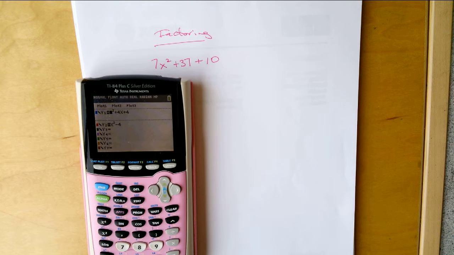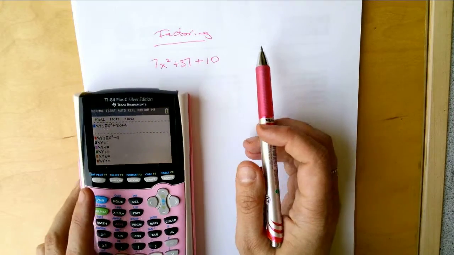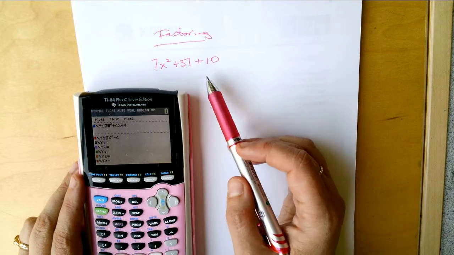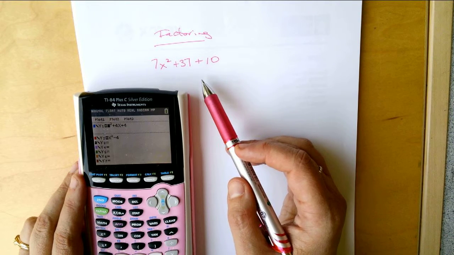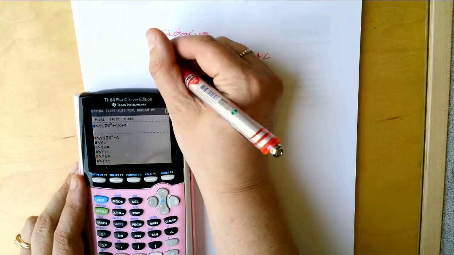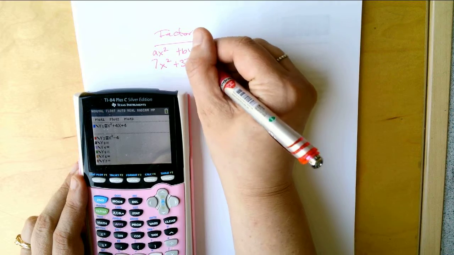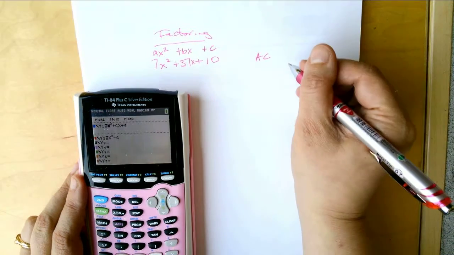In this video, I want to talk about how to factor using the graphing calculator. Of course, we can always graph this equation here on the graphing calculator, but if we wanted to use the AC method to factor, remember that this is ax squared plus bx plus c.